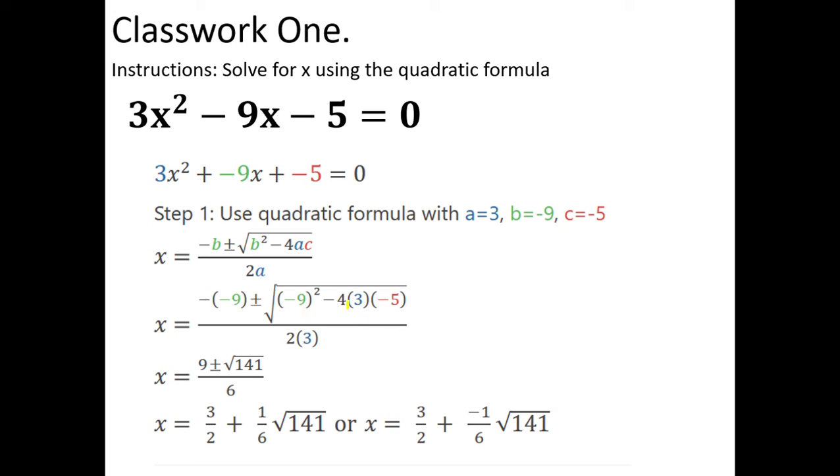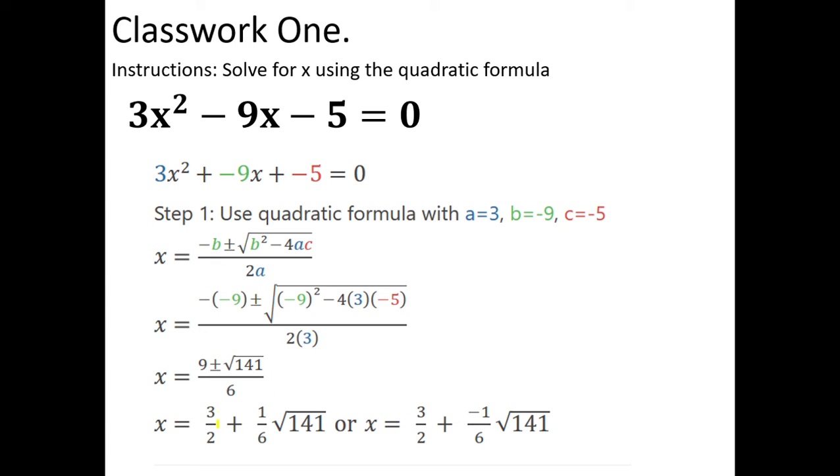And over here, you have a negative 4, and here you're multiplying times a negative 5. So negative times negative is positive. So this term here also becomes positive. So inside the square root, you end up with a positive 141.